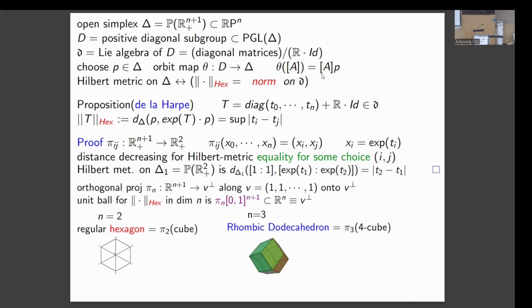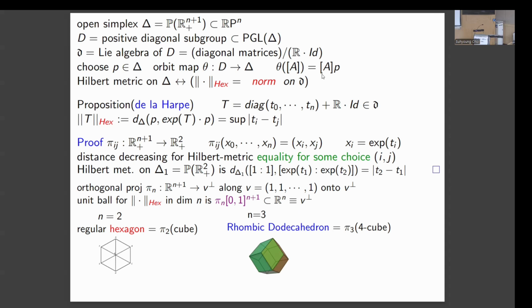We can think of an open simplex projectively. If I take the set of points in Euclidean space of dimension n+1 where all the coordinates are positive, and projectivize that, then what I get is equivalent to the interior of a simplex in projective space. And of course, if I take a basis of projective space given by the vertices of this simplex, then the positive diagonal matrices preserve this simplex. So the positive diagonal subgroup is a subgroup of the projective general linear group of this simplex.